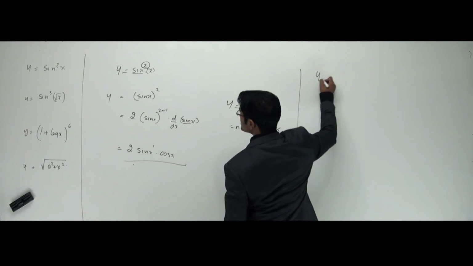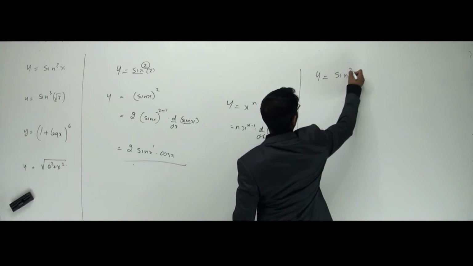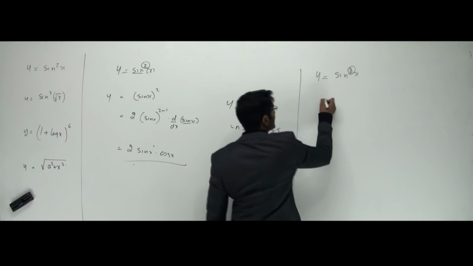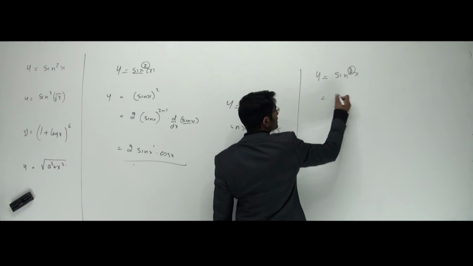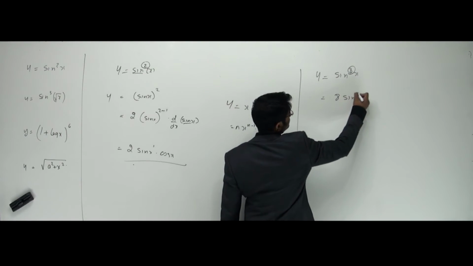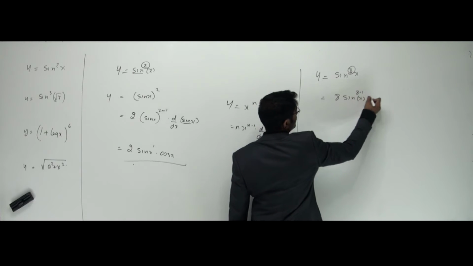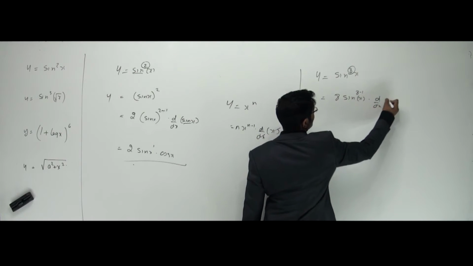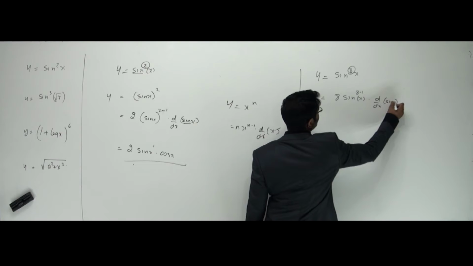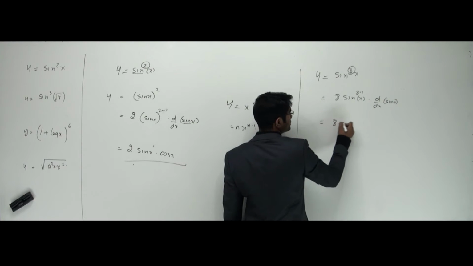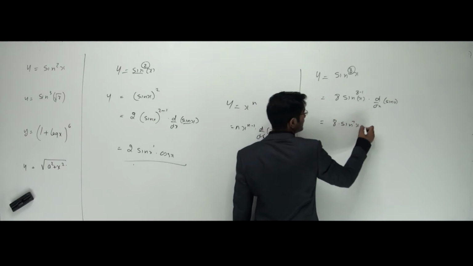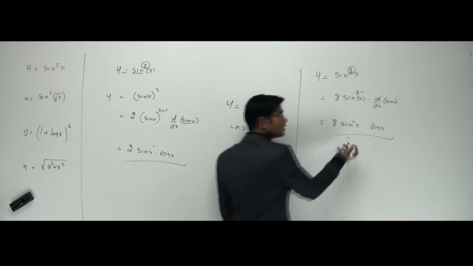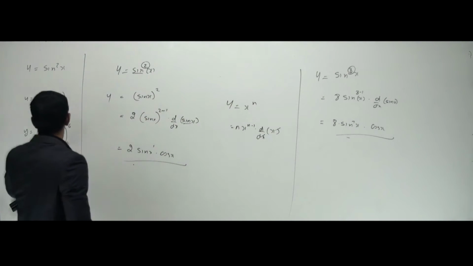If you have y is equal to sine to the power 8 x, so what happens? It behaves like, differentiate the power 8 first. 8 sine to the power 8 minus 1 x into differentiation of sine x. So that goes like 8 sine to the power 7 x into cos x. That's all about it. Alright, so let's go with the next problem here.